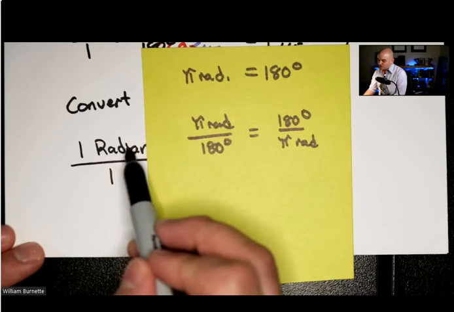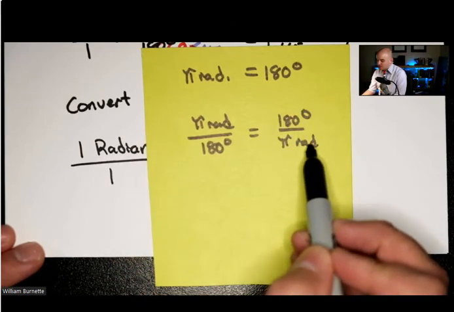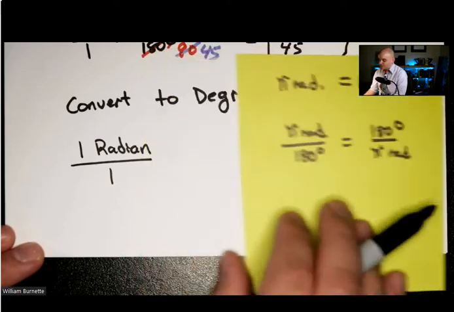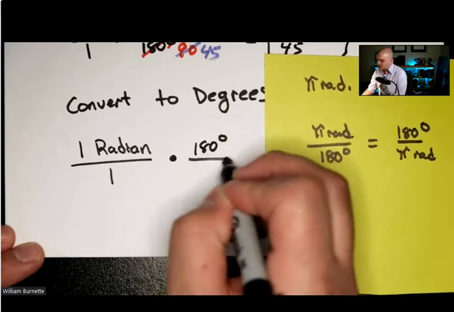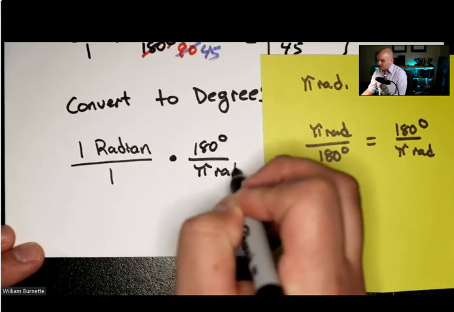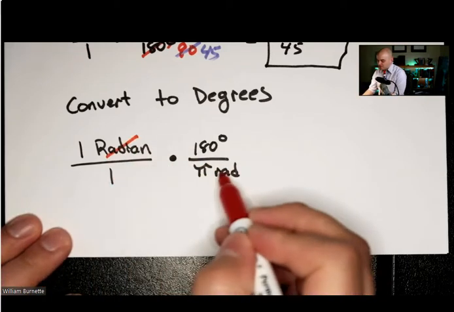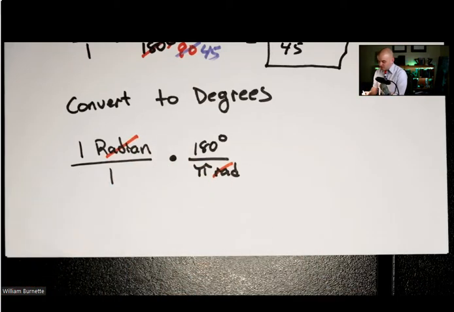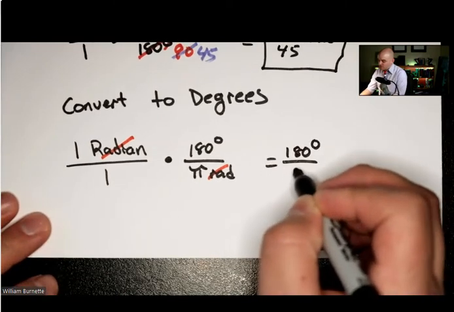But radians in the numerator here, I want to cancel it out, so I need to multiply it by the 1 with radian in the denominator. So I'm going to say multiplied by 180 degrees divided by pi radians. And I'm going to multiply from here. Well, the radians will cancel out, and I'm left with 180 degrees over pi.